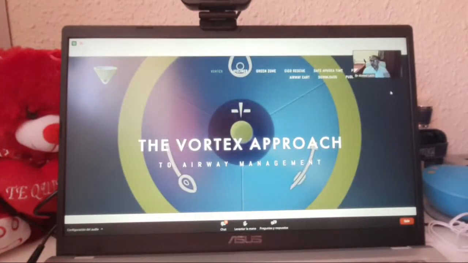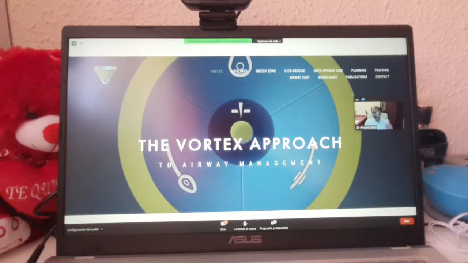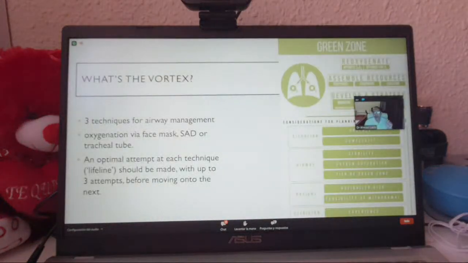The Vortex is a very simple and very intuitive approach to airway management in the critically ill by a group of Australia and New Zealand. Take a look at that. And it has 3 lifeline approaches to maintain life, which is maintaining oxygenation by 3 simple devices: a face mask, a supraglottic or tracheal tube. And the idea is to keep your patient in the green zone by 3 simple attempts.